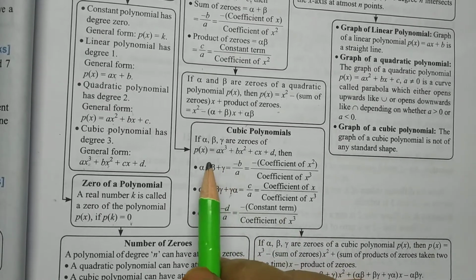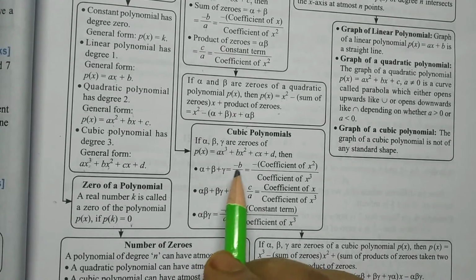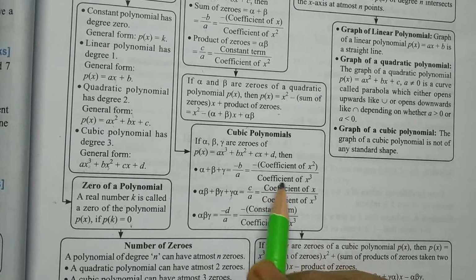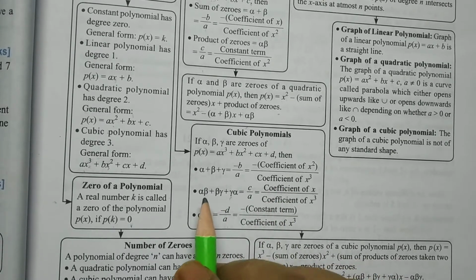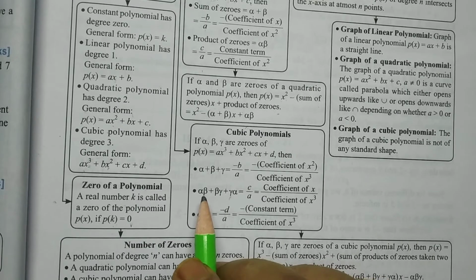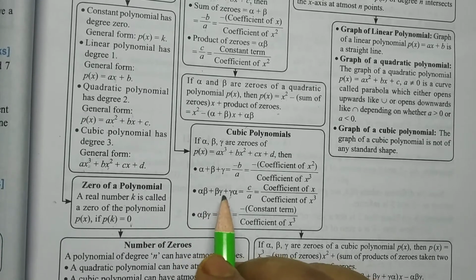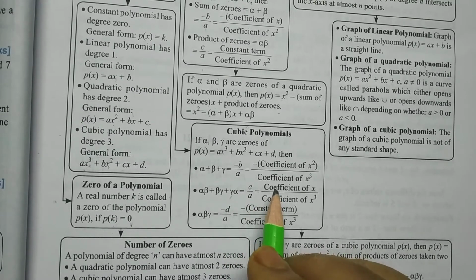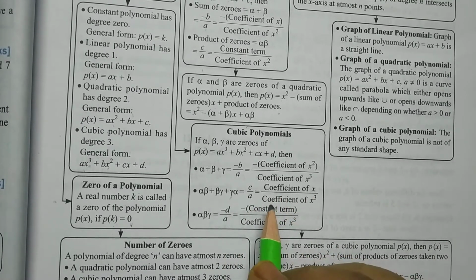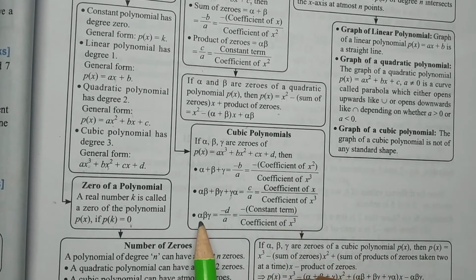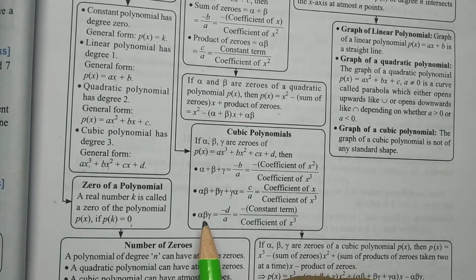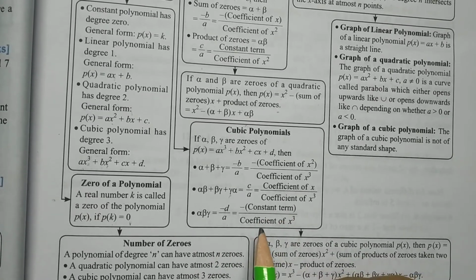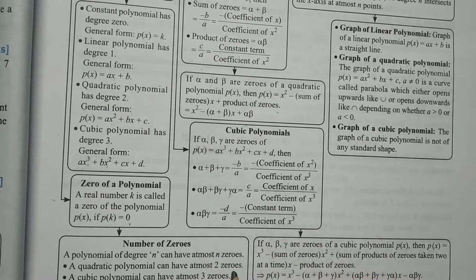That means we should remember, sum of zeros is minus b by a, means minus coefficient of x square divided by coefficient of x cube. And alpha into beta plus beta into gamma plus gamma into alpha is equal to c by a. That means coefficient of x divided by coefficient of x cube. And product of 3 zeros, means alpha into beta into gamma, is minus d by a, equal to minus constant term divided by coefficient of x cube.